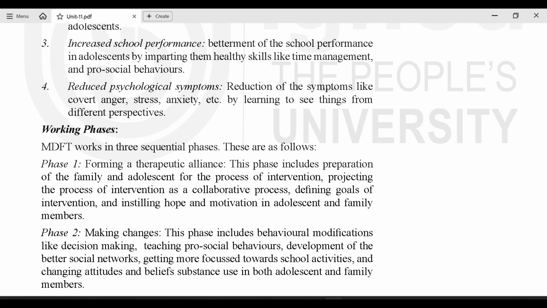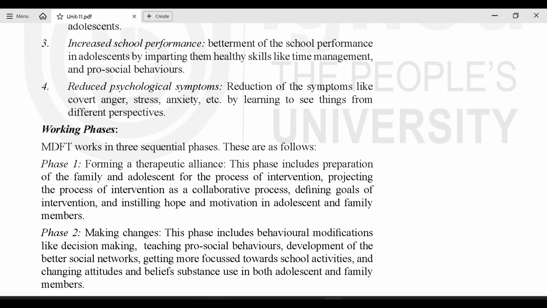These are as follows. Phase 1, forming a therapeutic alliance. This phase includes preparation of the family and adolescent for the process of intervention, projecting the process of intervention as a collaborative process, defining goals of intervention, and instilling hope and motivation in adolescent and family members.